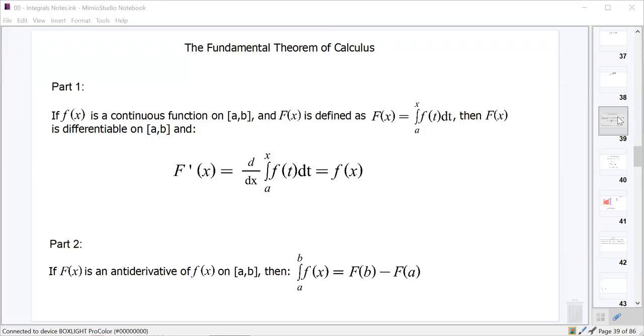Today we're going to take a look at what's called the Fundamental Theorem of Calculus. There's two parts to the Fundamental Theorem of Calculus. So the first part here, and we're just going to state the theorems to begin. And then we're going to go ahead and prove them afterwards.